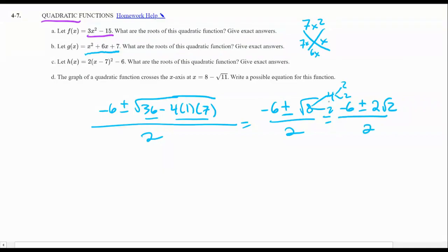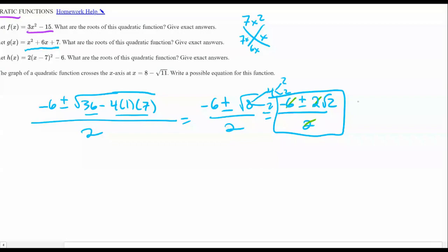If you think this is the final answer, you're close, but because all of my whole numbers are divisible by 2, my real final answer here is negative 3 plus or minus the square root of 2 over 1, or I could just leave it like this. So these are my two roots, negative 3 plus root 2 and negative 3 minus root 2.